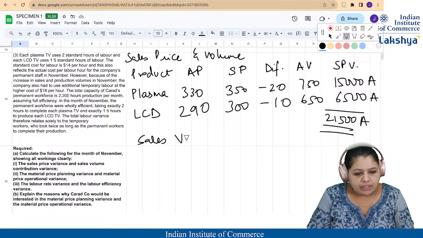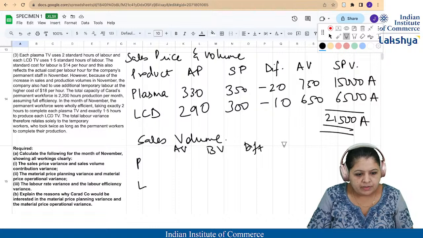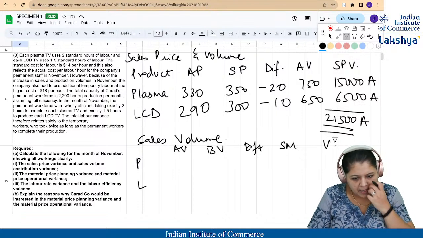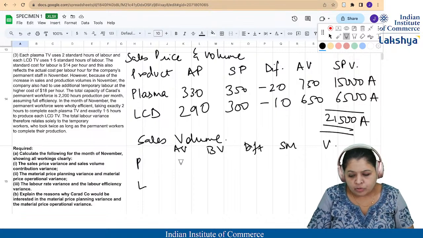Then comes your sales volume, right? Again, your plasma, so P and L. In sales volume, it is going to be your actual volume, your budgeted volume, difference, your standard margin of price, and your variance, right? So, actual volume, how much did you sell? You sold 750 and 650.